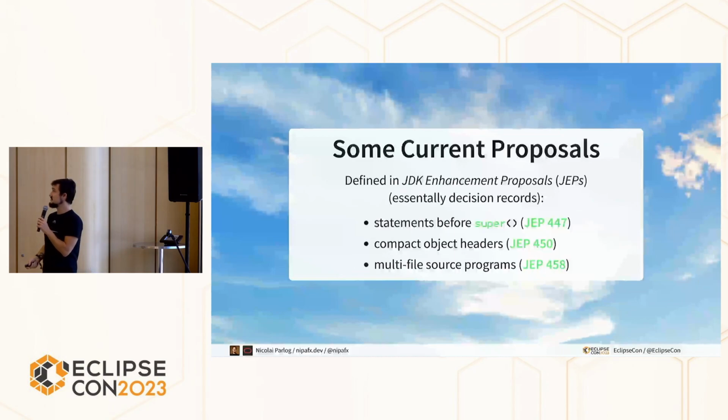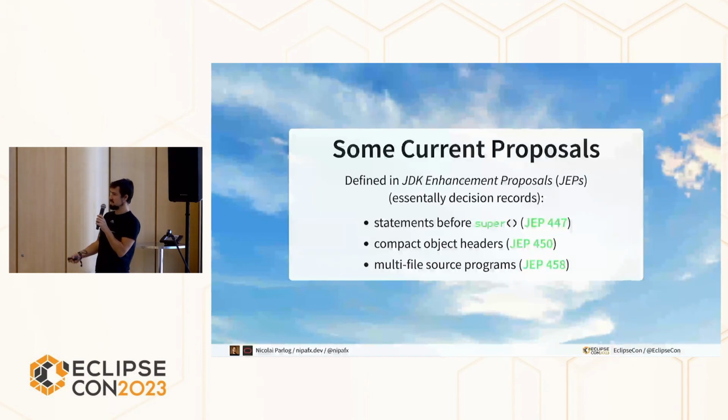Compact object headers are just going to give you for free some of your memory back. You can expect 5 to 15 or 5 to 20%, if I remember correctly, of your heap just being free, and you can use that elsewhere, or just use the same heap and get more data in it. Multi-file source programs are also very interesting. At the moment, if you're in a recent Java version, you can type Java and then a source file, and it'll compile in memory and run it. At the moment, you can only do that with a single source file. In the future, you might be able to do this with multiple source files.